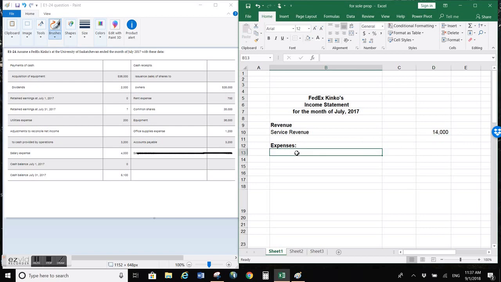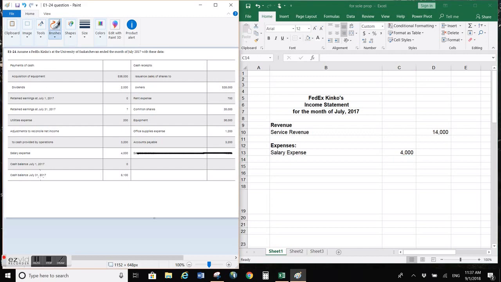Next, we have expenses. So if we look at expenses, I see salaries expense. So again, expenses are what you've used up while providing your goods or services, and I have obviously used up $4,000 of my employees' time during this month.